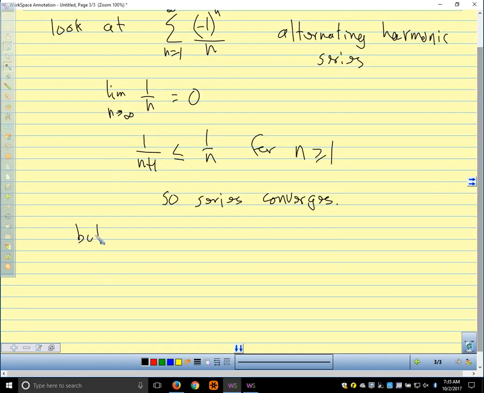But the sum n equals 1 to infinity of the absolute value of (-1)^n over n, which is the harmonic series, diverges. We call this situation conditional convergence.